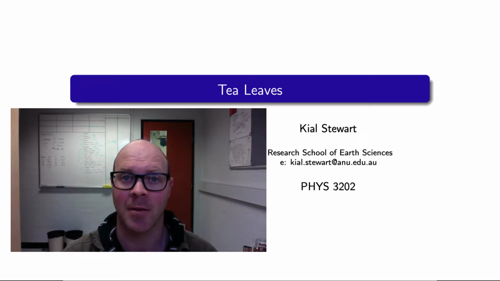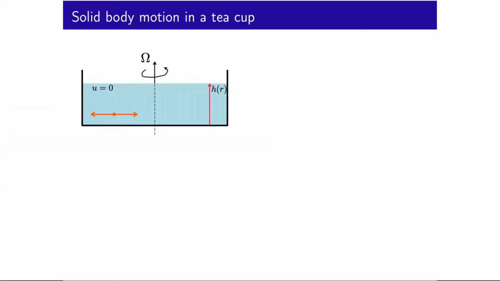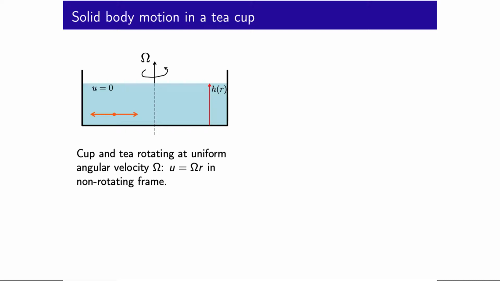this bulk dynamical balance. We'll begin by considering a cup of tea that is rotating at a rate omega. Exactly why tea, we'll come back to in a moment. Imagine the tea is moving with the cup, a state that's referred to as solid body rotation, so that in our inertial frame, the velocity u is simply a function of radius, omega r. In the cup's reference frame, the tea is at rest.